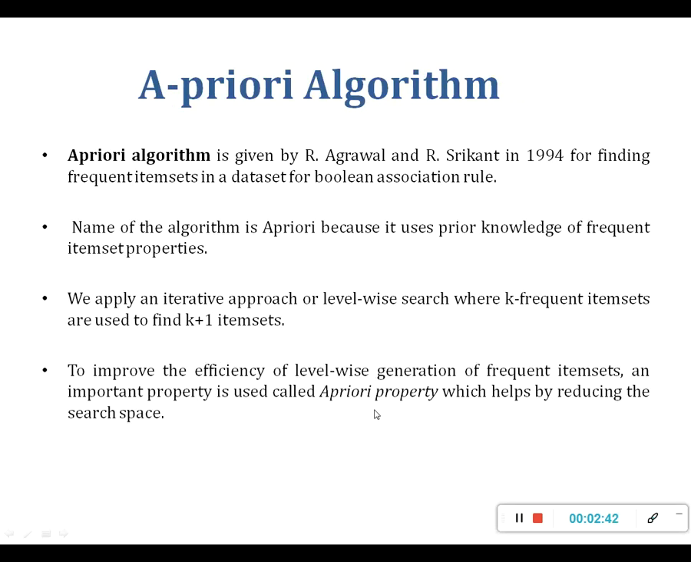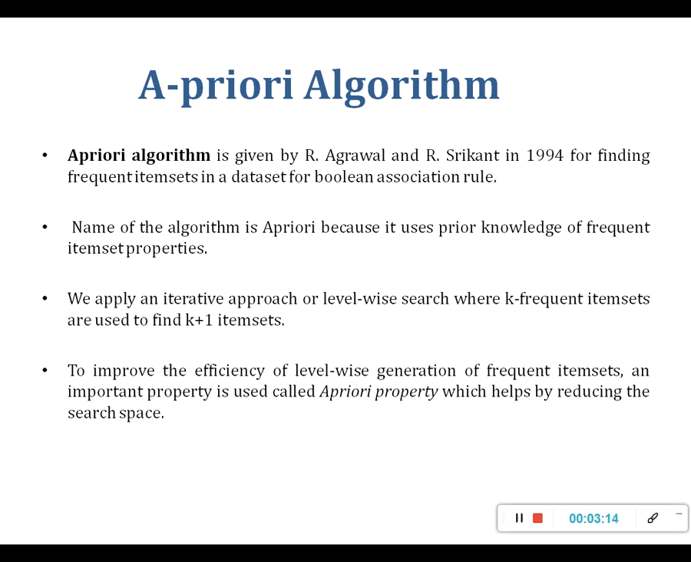Talking about who invented this, the algorithm was given by R. Agrawal and R. Srikant in 1994 for finding frequent item sets from the given data set, which can be any transaction data, by using the Boolean association rule. Boolean association rules we have seen in the if-then format: if A then B, and likewise. By using such association rules, we can find the frequent item set.